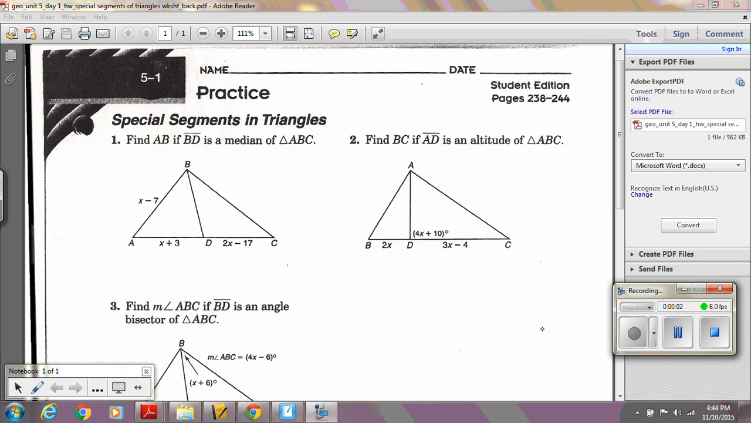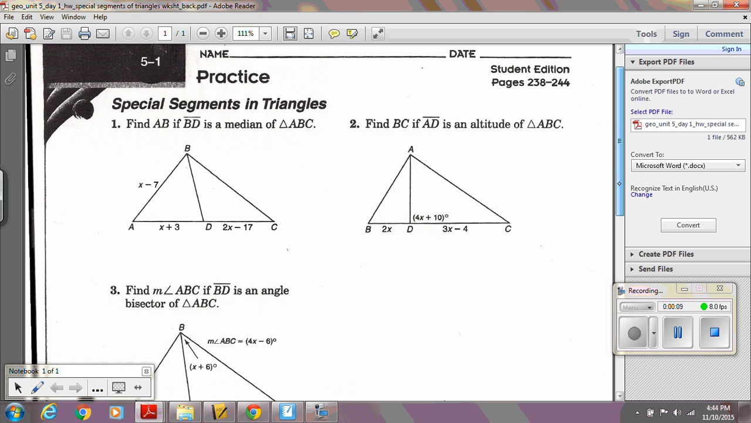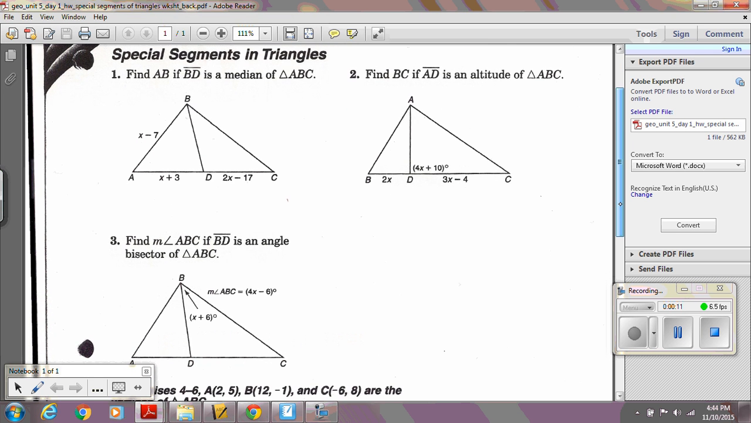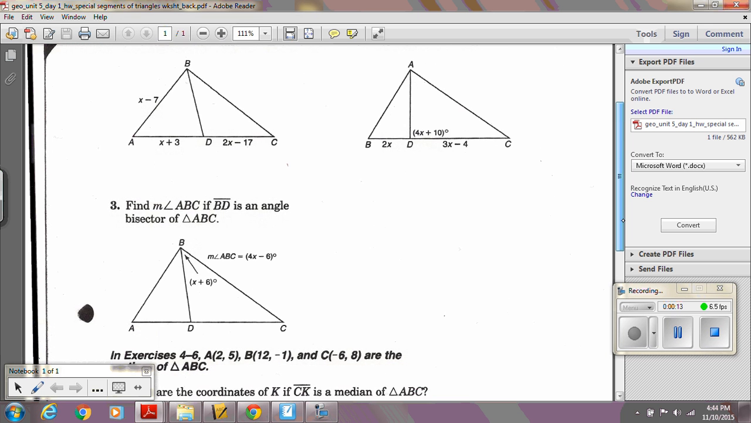Unit 5, Day 1, Homework Tutorial. I will work out the odd problems with you to help you, and then you'll have to finish the rest.